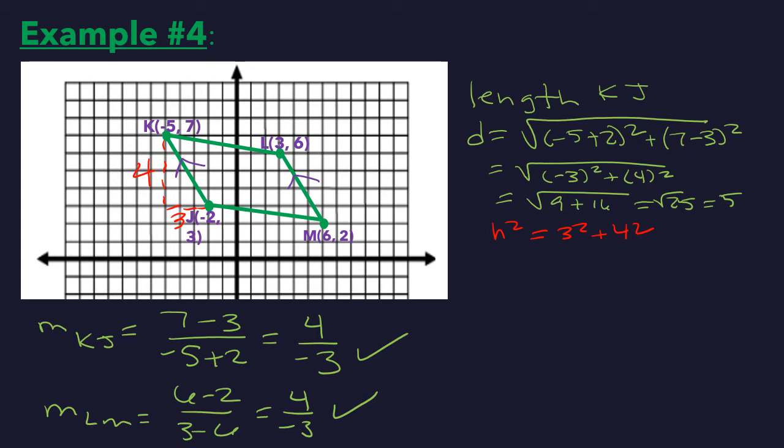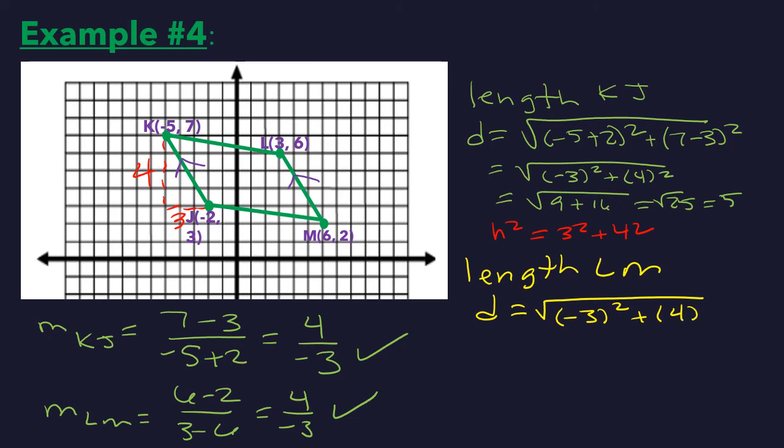Now that I have the length of KJ, I also need to find the length of LM. So to do the length of LM, I'm going to do the distance formula again. So x minus x, skipping a step and doing some math in my head here, is negative 3. And y minus y, 6 minus 2, is 4. And I can tell right now, if I match the numbers here up with the numbers here, they're the same. So this is going to be 9 plus 16, which is the square root of 25, which is 5.